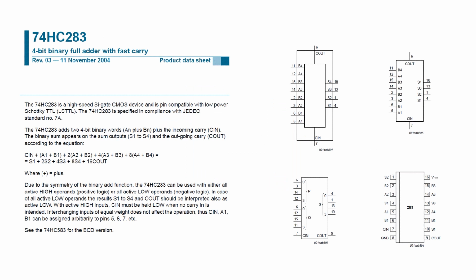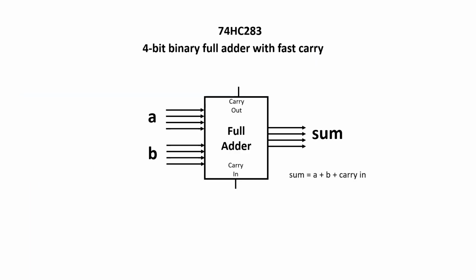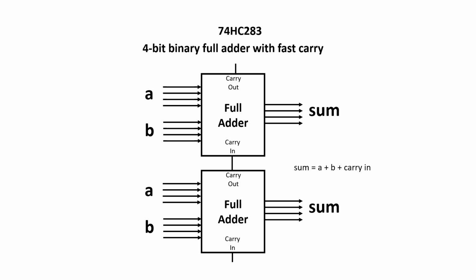For this build, I'm going to use the 74HC283, which is a 4-bit adder. It has an A input, a B input, and a sum output. The sum output simply reflects the value of A plus B plus carry in. And by chaining the carries on two chips, we can form an 8-bit adder.